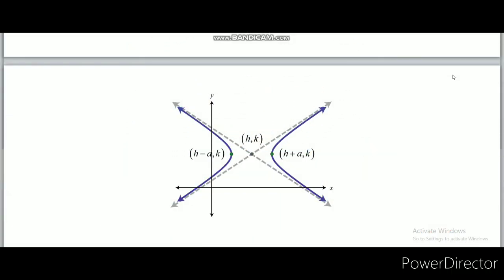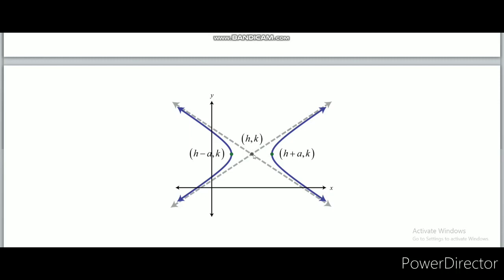Now we are talking about the foci, or focal radius, for your hyperbola. It's almost the same as the ellipse, but let's discuss the applications on your graph. Now, this is one of the types of your hyperbola. The transverse axis is the horizontal one, and the conjugate axis will be the vertical one.